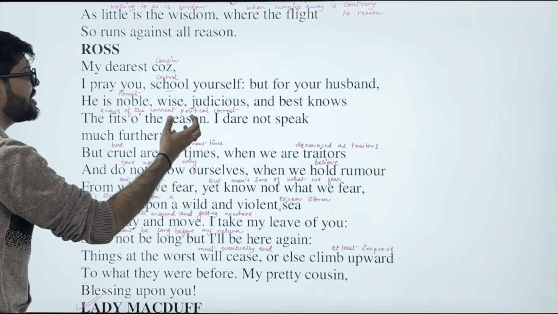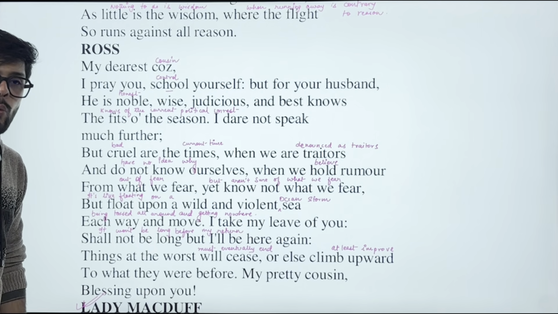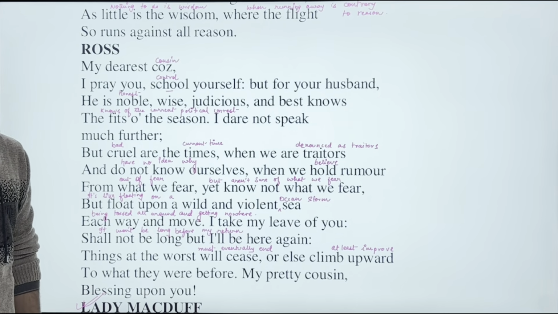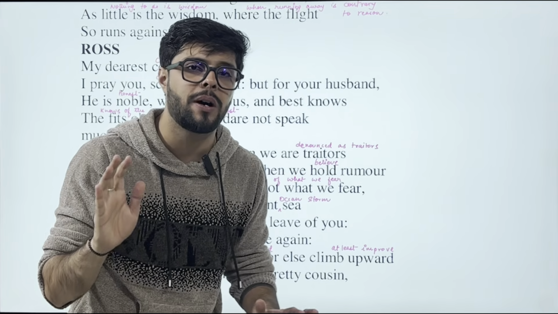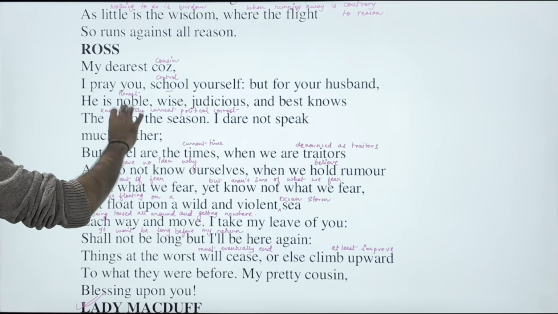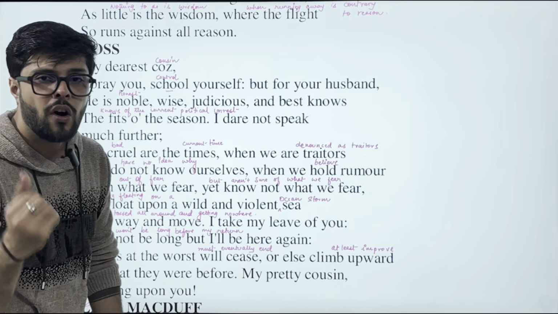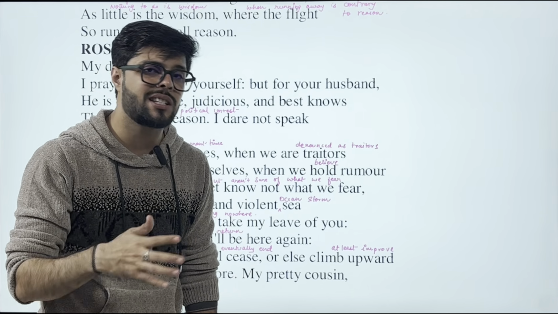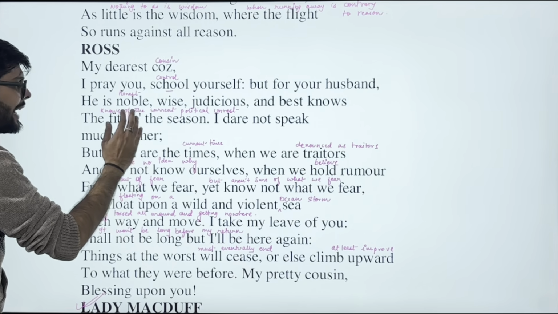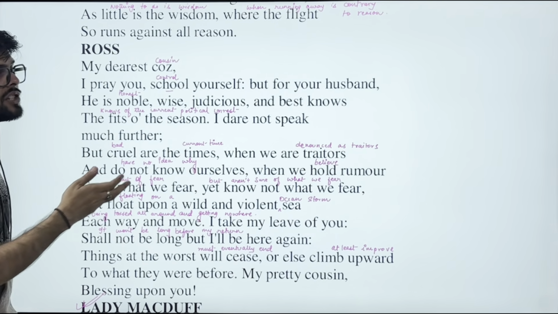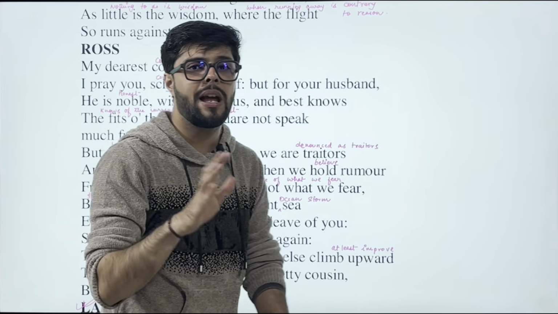Take care, he's judicious and best knows, he well knows what he is doing, he's well aware of his actions. So he best knows the fits of the season, the current political unrest in Scotland, and therefore I dare not speak much further. I do not want to defend him any further.